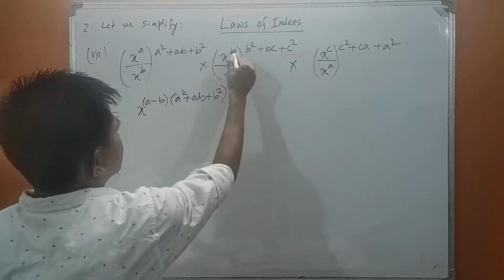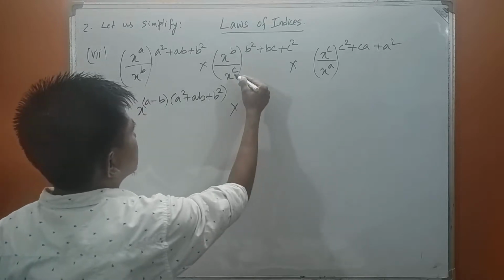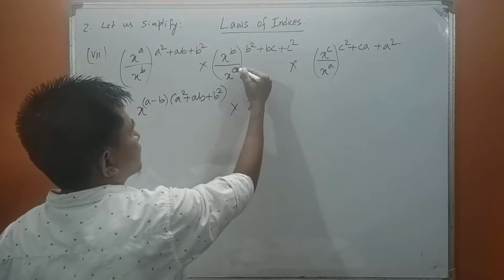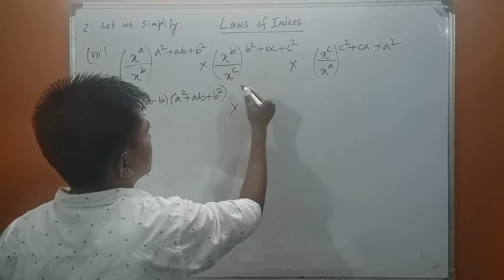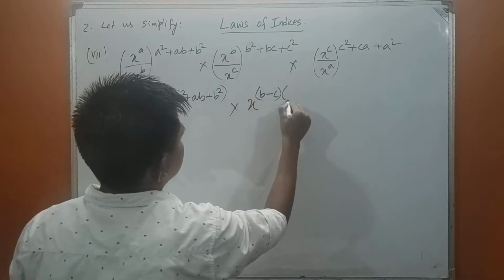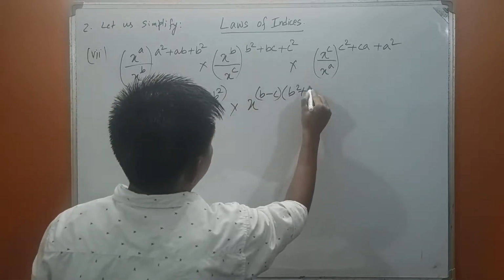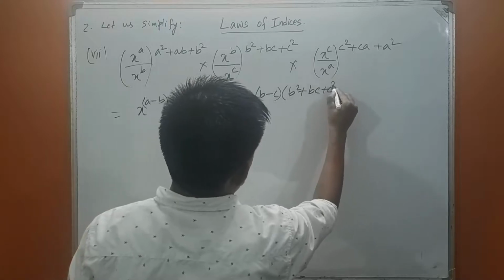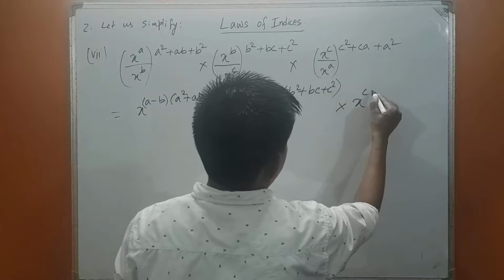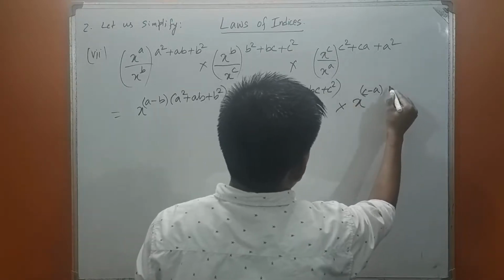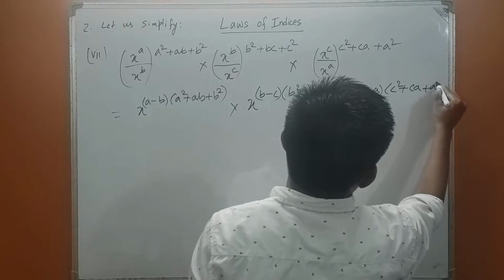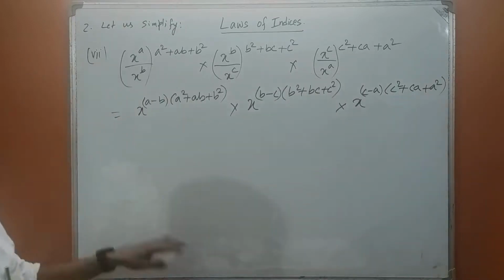Similarly into, here also we can do that, x to the power c to the numerator, it becomes x to the power minus c, and so the bases are same, so x to the power b minus c, isn't it? b minus c, b square plus bc plus c square into, here also same thing, x to the power c minus a into c square plus ca plus a square. I hope you are getting me.